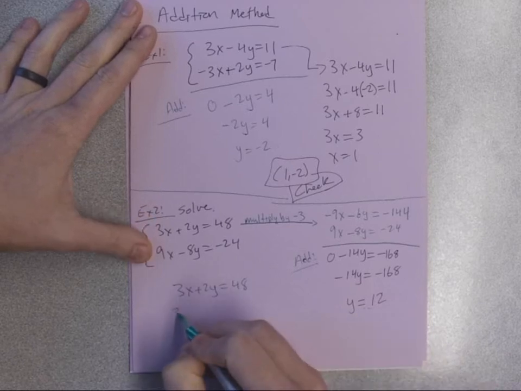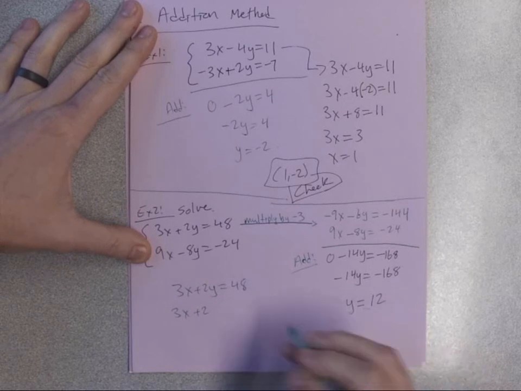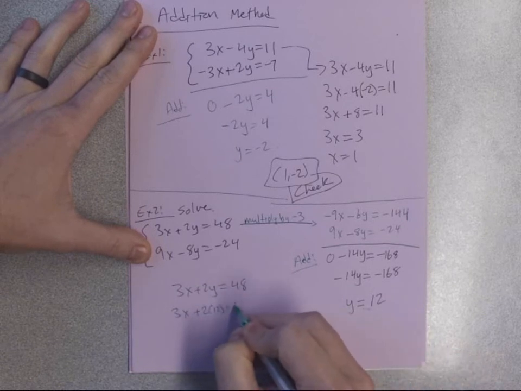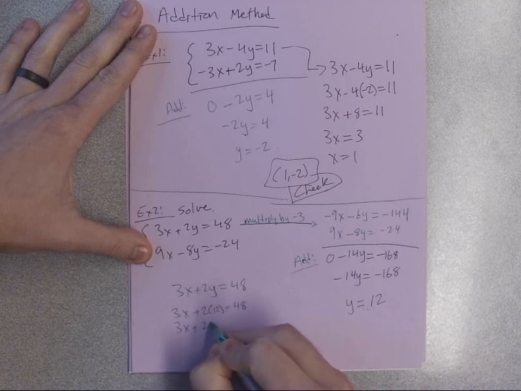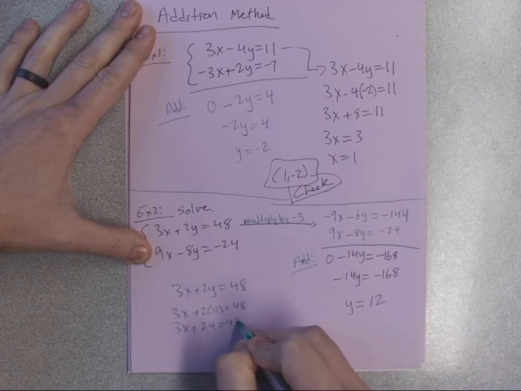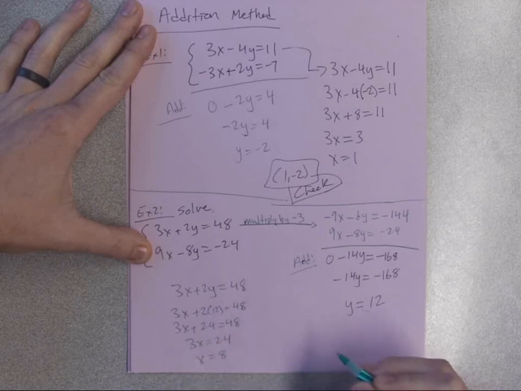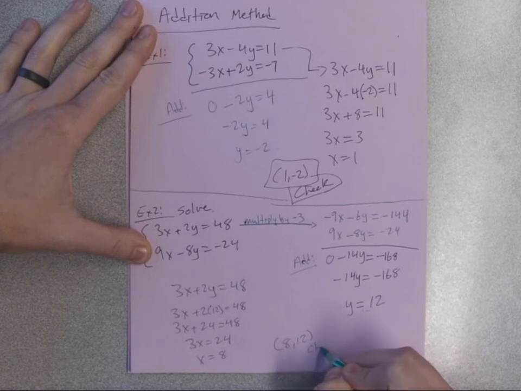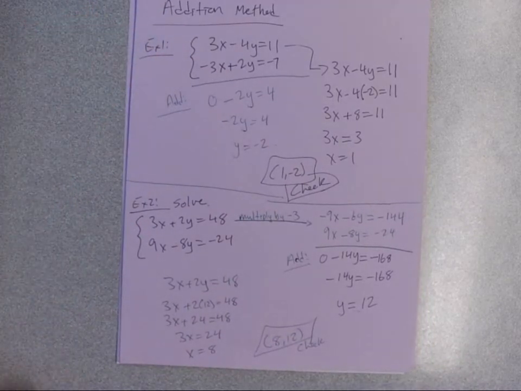So this is 3x plus 2 times y, but y is 12 now. So I get 3x plus 24 is equal to 48. Subtract 24 from both sides, so you get 3x is equal to 24. Divide by 3, and x is equal to 8. So your solution would be 8, 12, and you would want to check it. Alright, that is the addition method.